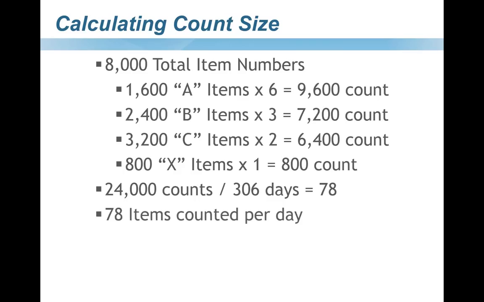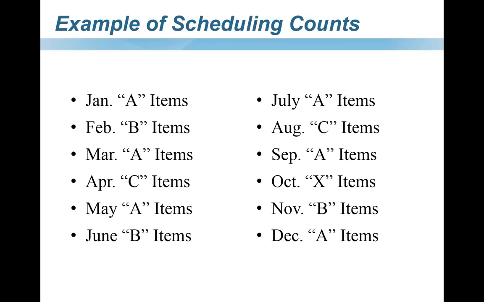What does this type of ABC schedule look like on a calendar? When we look at that, we'd count our A items approximately 4 to 6 times a year. Our B items get the treatment on the schedule 3 times. Our C items twice, and ultimately our X ranked items once.